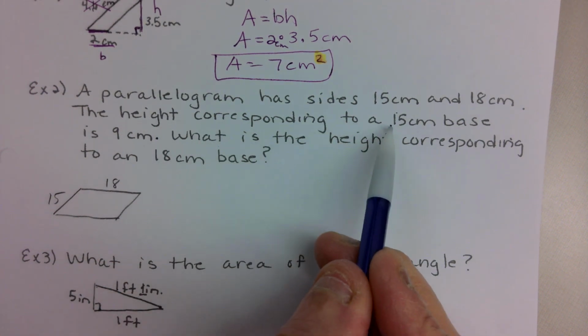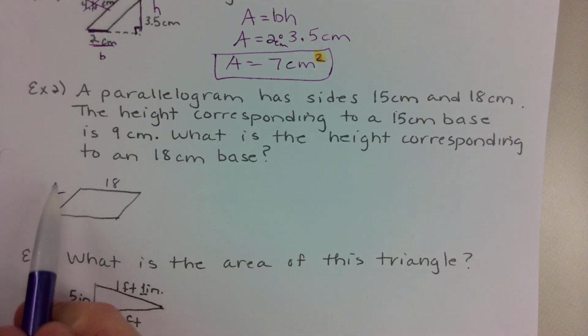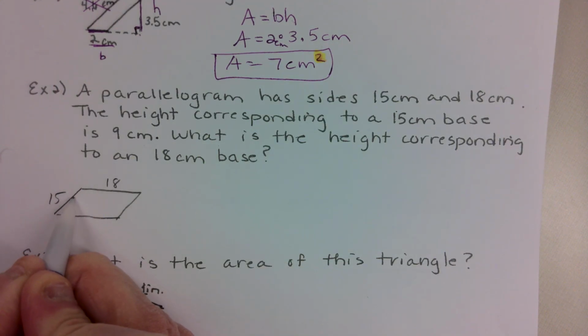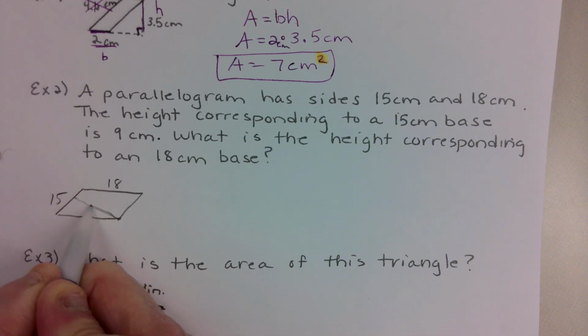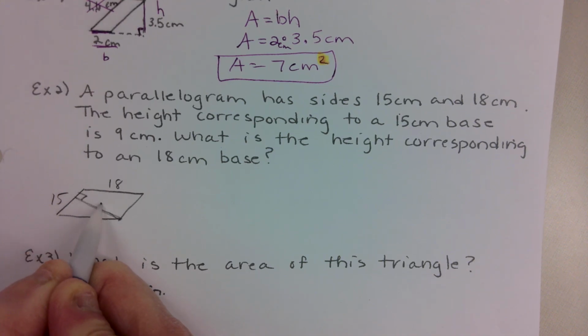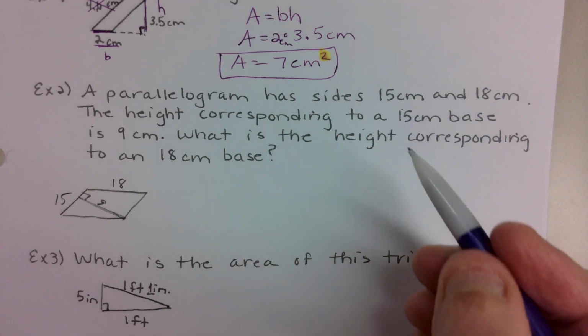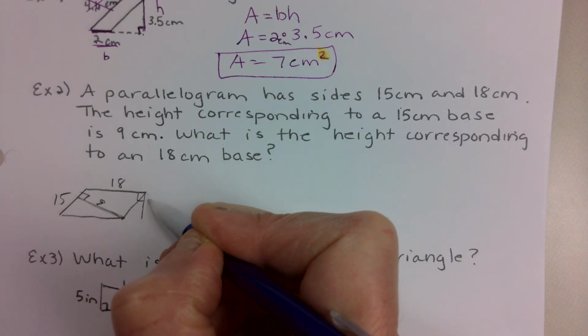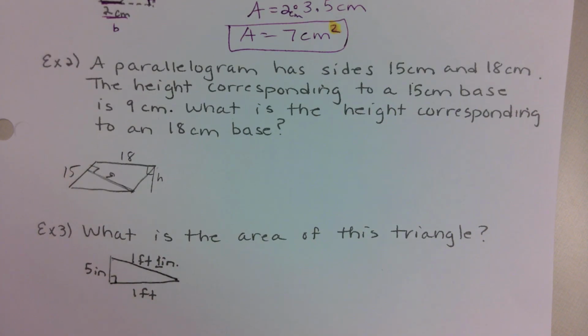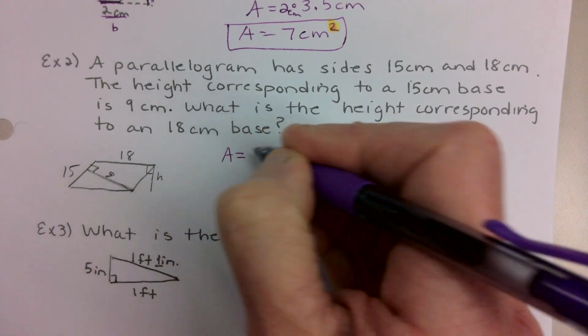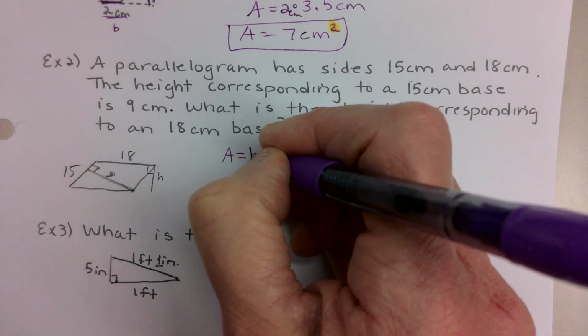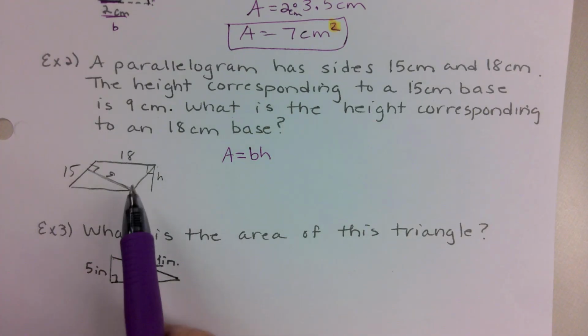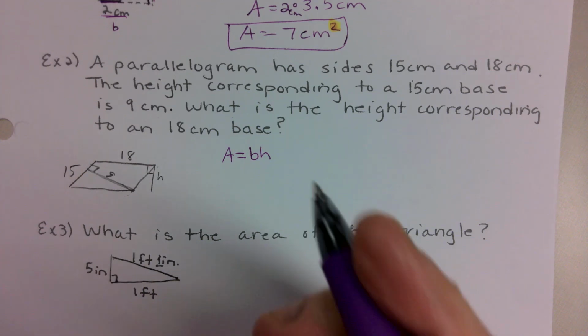And it's saying that the height corresponding to the 15 is 9. So that means coming off of the 15 perpendicular, that is 9. Now its question is, well, what's the height coming off of the 18? The one that's going to be perpendicular there. It's not the same. No, no, no. But again, start with your formula. Area of a parallelogram is base times height. So can you figure out the area of this parallelogram? Yes. Which two would you use?